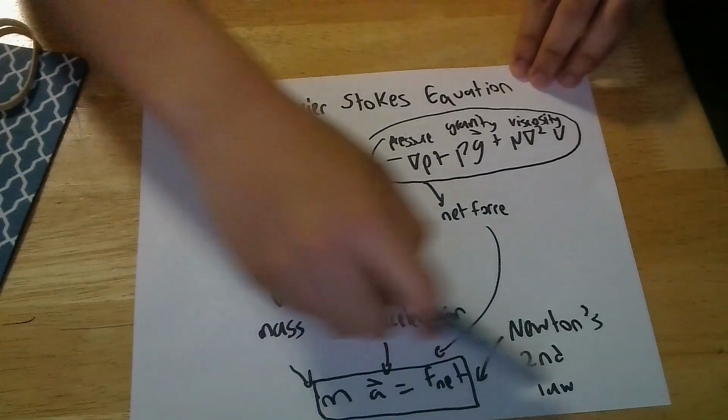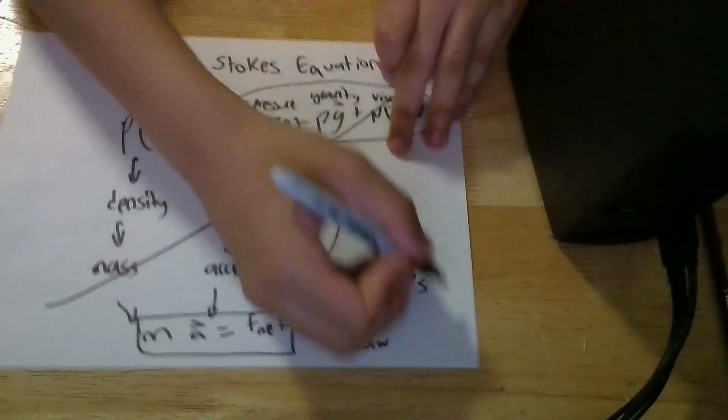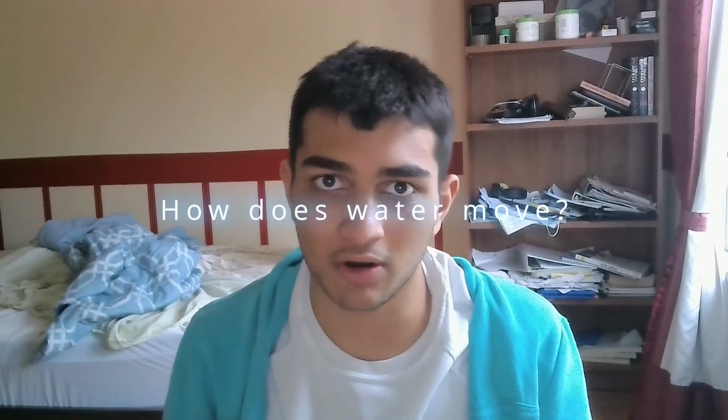So essentially, this equation is Newton's second law for fluids, which makes it interesting because it doesn't work, despite being equivalent to a fundamental law of motion. And to understand why, we have to explore one of the most difficult questions in all of science. How does water move? Well, water flows, and to explain how flow works, we're going to use cards.